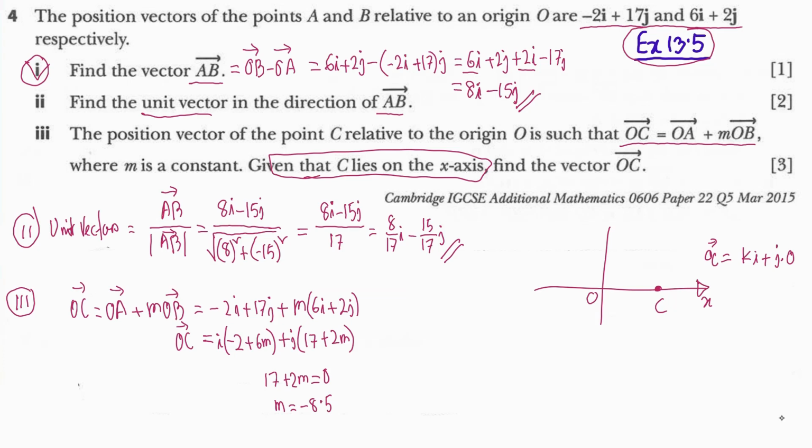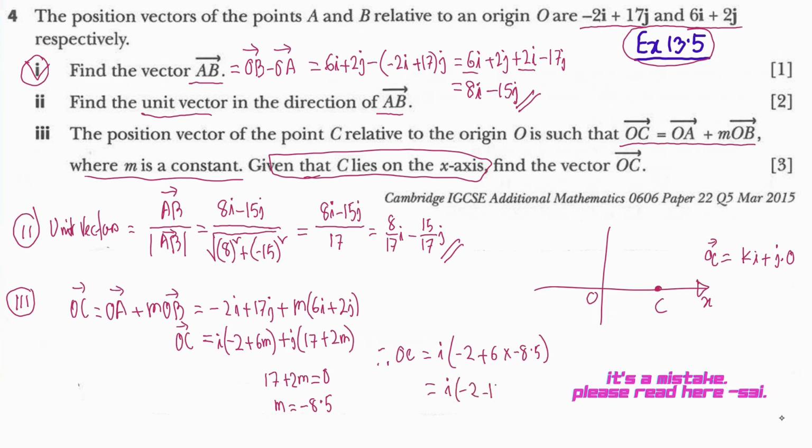Now we can write our OC vector. M is a constant, we got the value of m, and therefore OC equals minus 2 plus 6 times minus 8.5 i, which is minus 2 minus 51, which gives us minus 53i. So this is our vector.